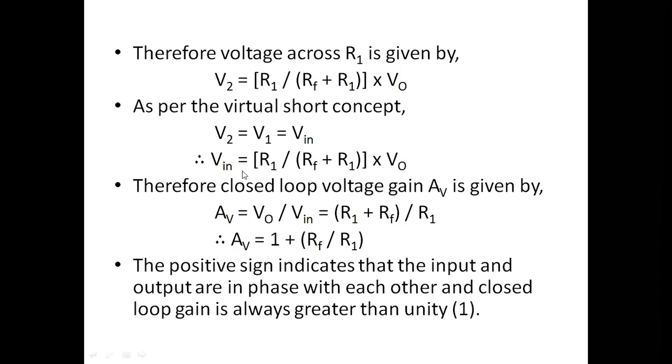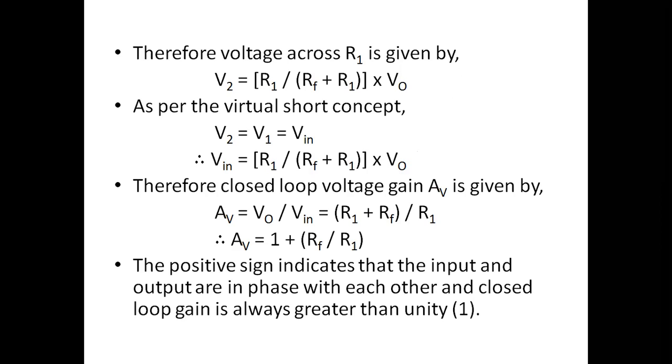So here we have got the V in equation in the form of VO. Now you can write the V in equation in the form of VO, and VO will repeat as it is, so VO will get cancelled, and you will get the equation in the form of resistances. So you will get AV equal to 1 upon R1 upon RF plus R1. If you solve, you will get R1 plus RF upon R1. Or you can write the voltage gain for the non-inverting amplifier as 1 plus RF by R1. So here we get the positive sign.